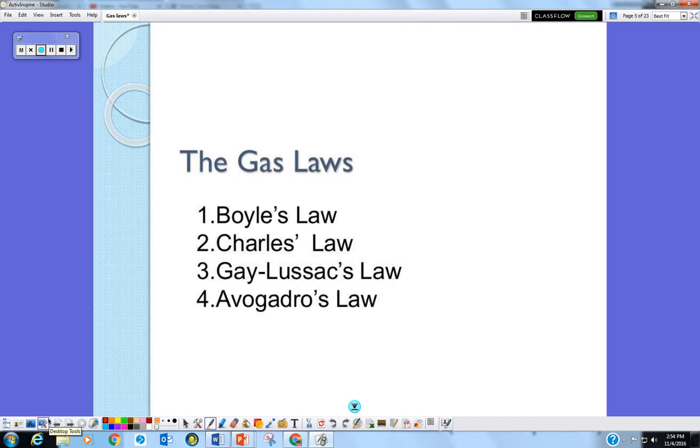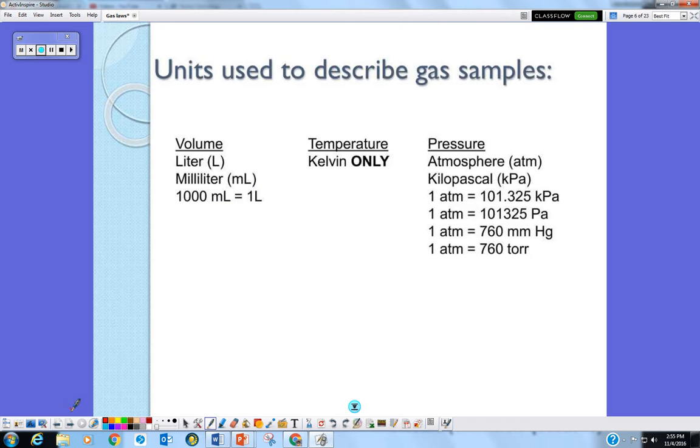So again, as I said before, we're going to be looking at Boyle's law, Charles's law, Lussac's law, and Avogadro's law, which is volume versus molar relationship. And we will go into those in more detail. I will show you one practice problem for each, and then you will be expected to be able to do these on your own. So some things to know.